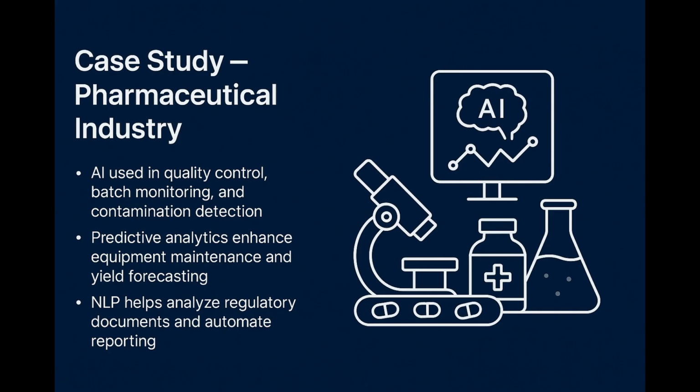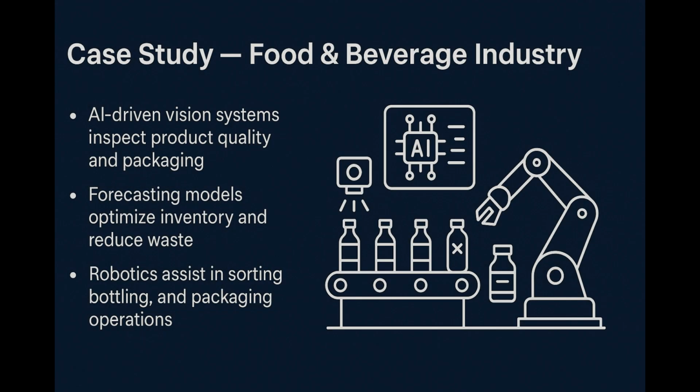Natural language processing helps parse and verify thousands of pages of regulatory documentation, streamlining audits and reporting. In short, AI in pharma enhances both safety and efficiency, allowing companies to meet stringent standards while scaling production more effectively. In the food and beverage industry, consistency, speed, and hygiene are non-negotiable, and AI is helping meet all three.